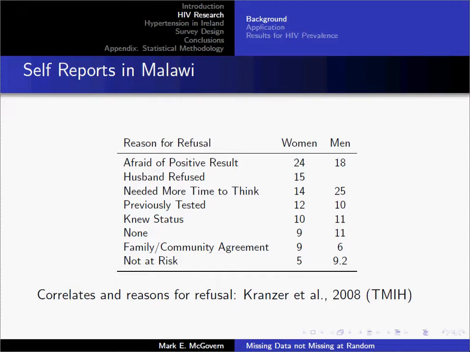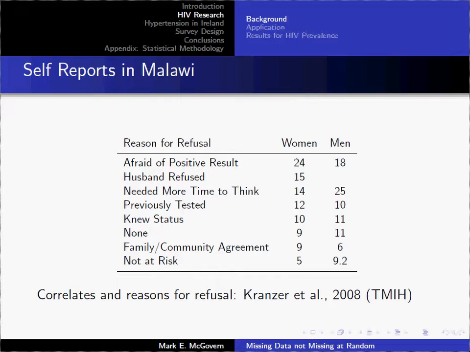You see here that 25% of men say they need more time to think. I think that's giving them way too much credit. That's the type of answer I'd give if I just wanted people to go away. And so I think you have to be a bit skeptical of these self-reports. But nevertheless, if you ask people, this is the type of answer that you get.